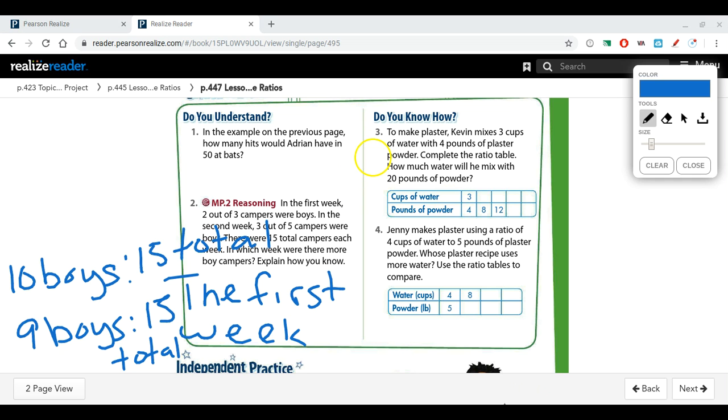Look at number 3. It says to make plaster, Kevin mixes 3 cups of water with 4 pounds of plaster powder. Complete the ratio table. How much water will he mix with 20 pounds of powder? So for 3 cups of water, it's going to be 6, 9, 12, and then it's going to be 12 to 16 is going to be my ratio, and then 15, because I'm adding 3 each time, to 20. So he's going to use 15 cups of water.